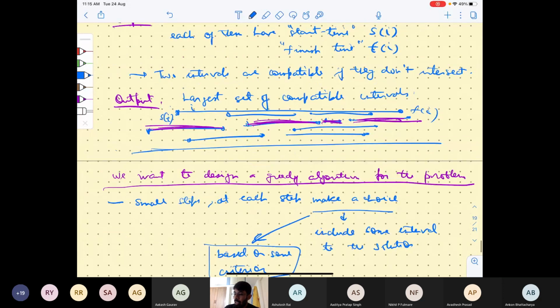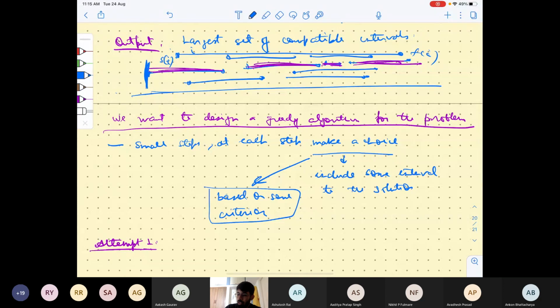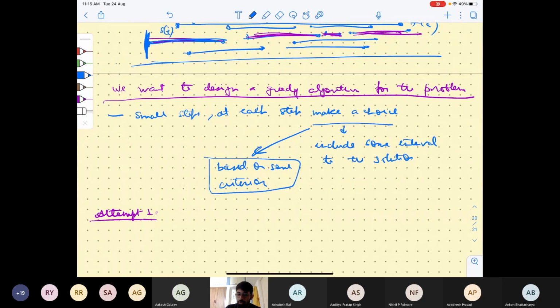One person can think that, okay, let's just schedule the interval that starts first. So at each step, choose the interval or request that starts first. Basically, you choose this one and delete it from the set, and then in the next step you see whatever starts first, and you choose that, and then the next step you choose that, and so on. So is this correct? Is this correct? No, sir. Why?